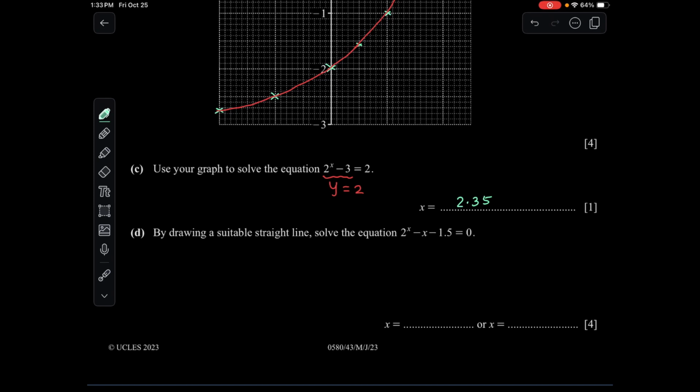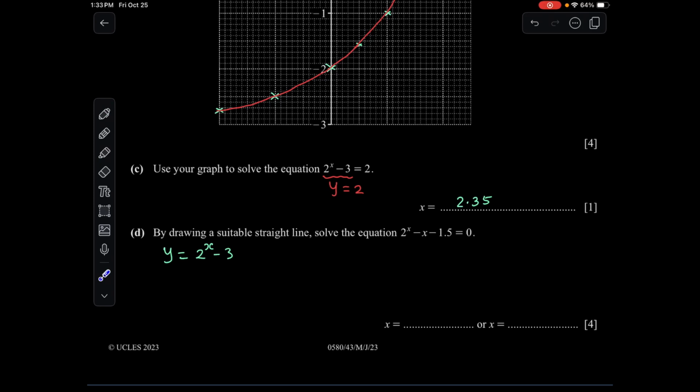Now, part D is an equation which is 2 to the power of x minus 1.5 equal to 0. Remember, the graph that you have drawn is y equal to 2 to the power of x minus 3. Now, you need to solve 2 to the power of x minus 1.5 equal to 0. So, either you minus these two equations and get the equation, or you simply do manipulation over here.